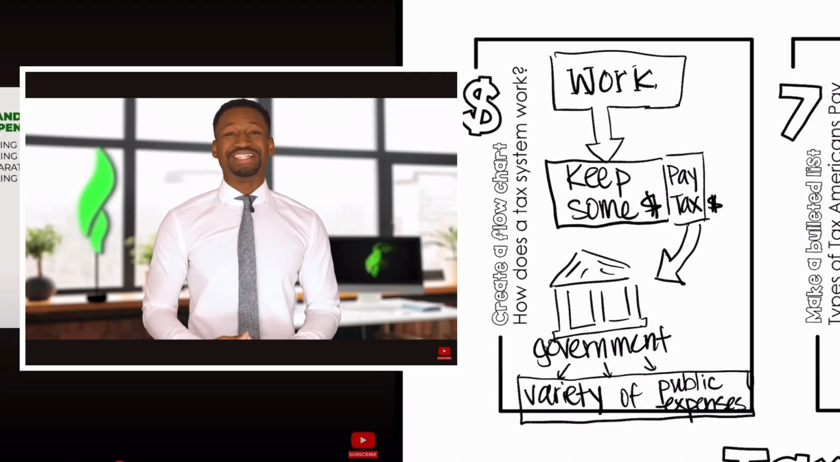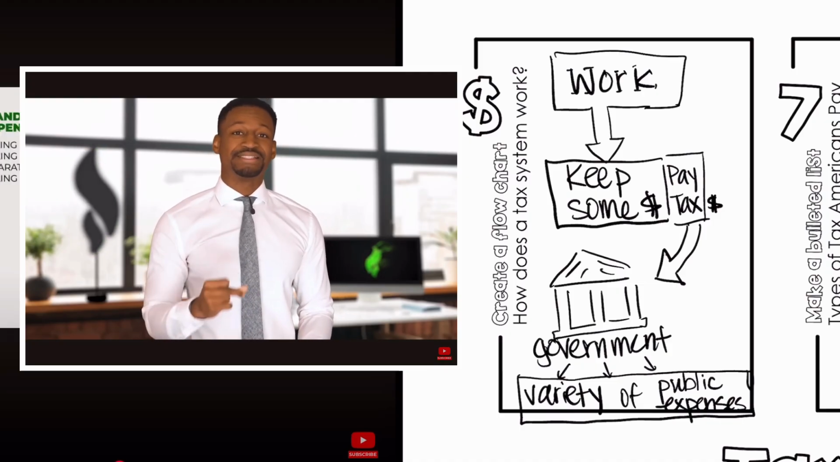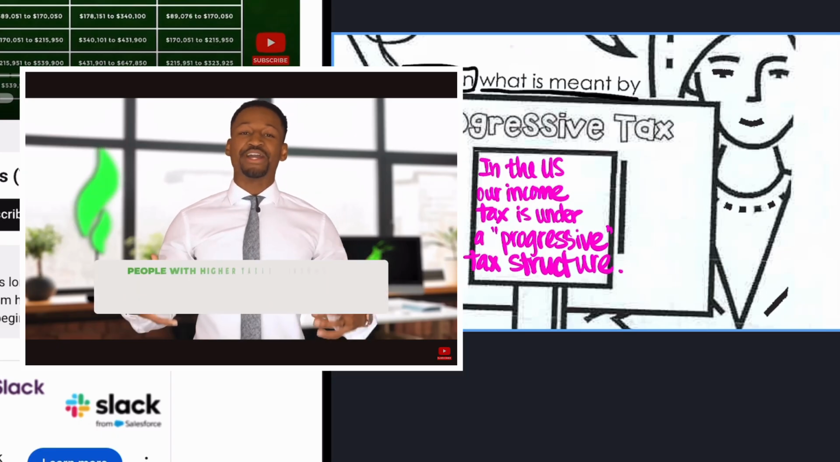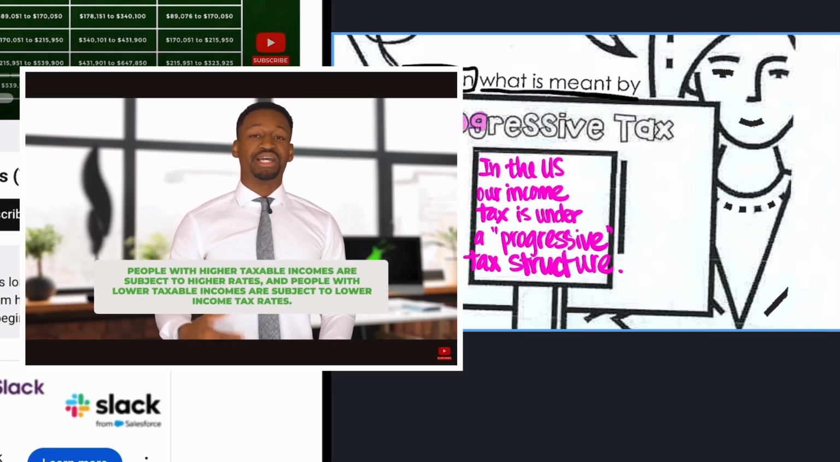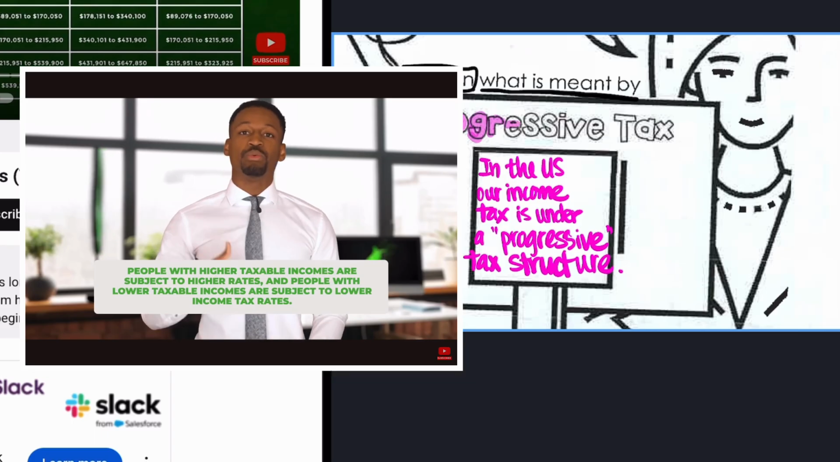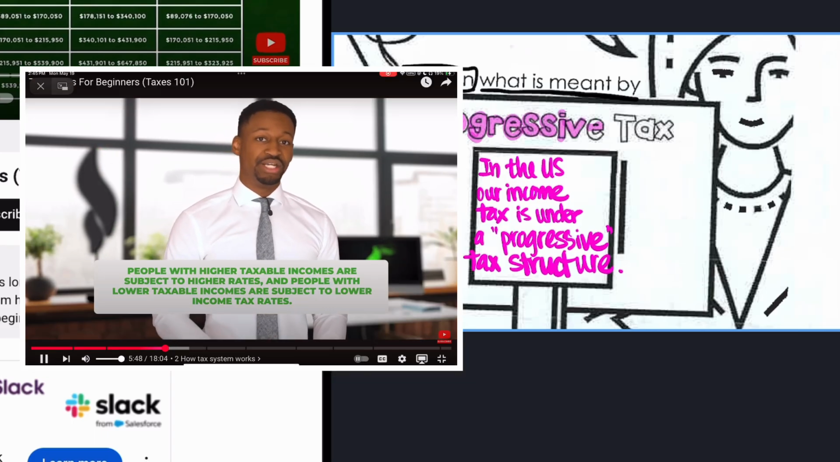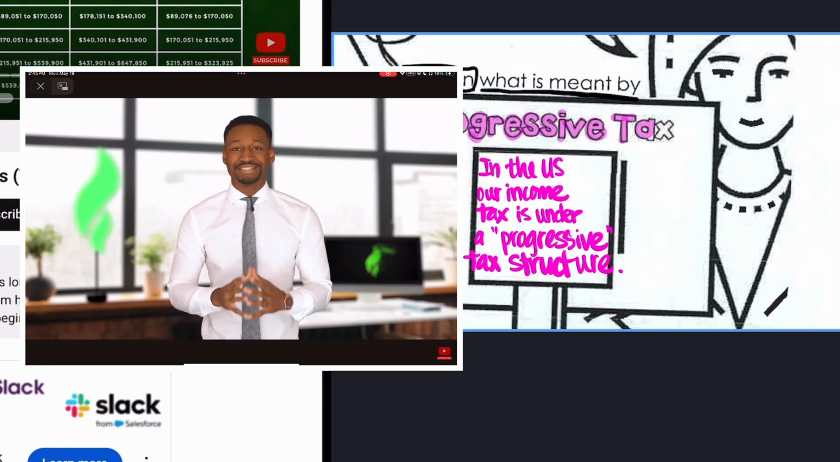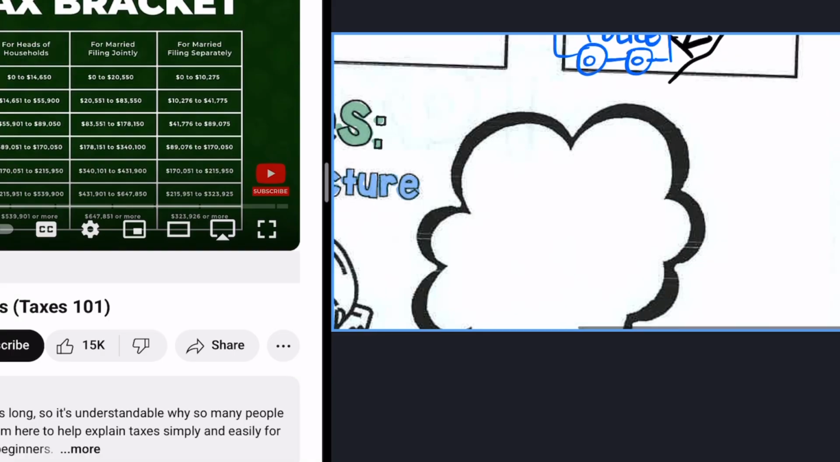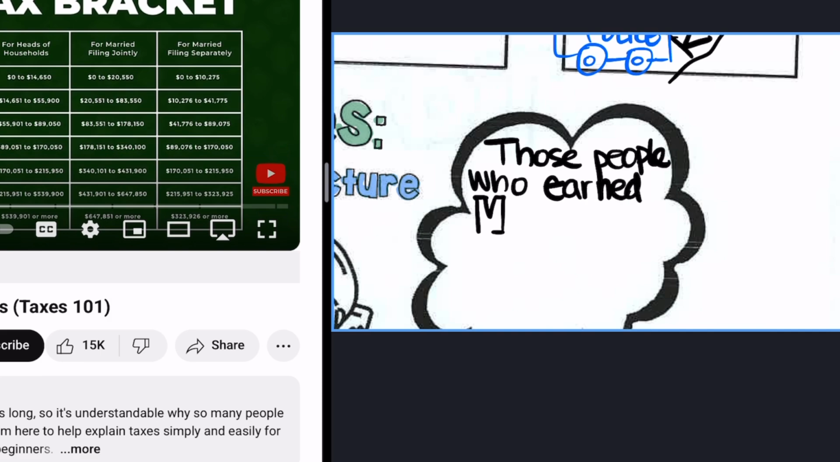Okay, so hopefully I didn't lose you with all the math, but just to reel things back in, what you need to know is that the US has a progressive tax system, which means that people with higher taxable incomes are subject to higher tax rates, and people with lower taxable incomes are subject to lower income tax rates. And this makes the tax system fair. Okay. So let's write this in. It's people who earn more income.